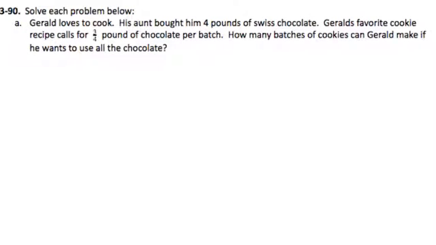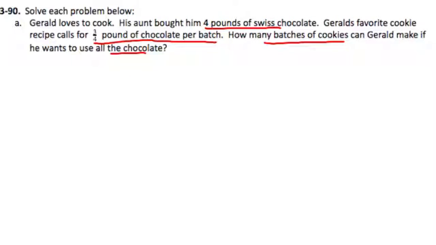So let's take a look at this word problem. Gerald loves to cook. His aunt bought him 4 pounds of Swiss chocolate. So he has 4 pounds of Swiss chocolate. Gerald's favorite cookie recipe calls for 3/4 pound of chocolate per batch. That's one batch. How many batches of cookies can Gerald make if he wants to use all of that chocolate?